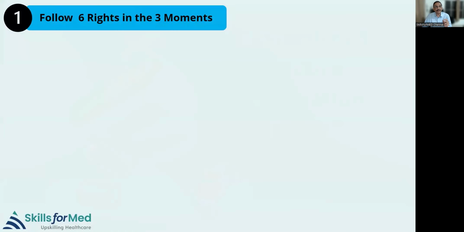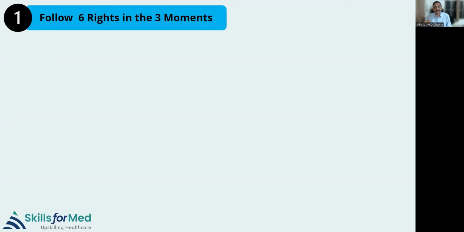So the first step is to follow the 6 rights in the 3 movements. What do I mean by that? All of us know the 6 rights, but what are these 3 movements? Very, very important. Just like in hand hygiene, we say there are 6 steps of hand hygiene, but there is no point learning the 6 steps unless you do them in the 5 movements of hand hygiene, isn't it? Before touching the patient, before entering the room, like that. There are 5 movements of hand hygiene.